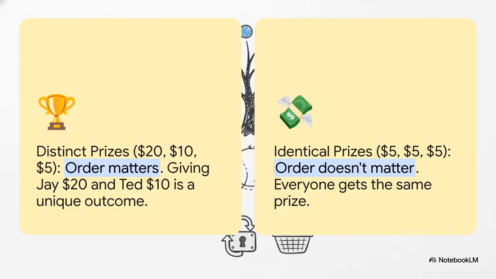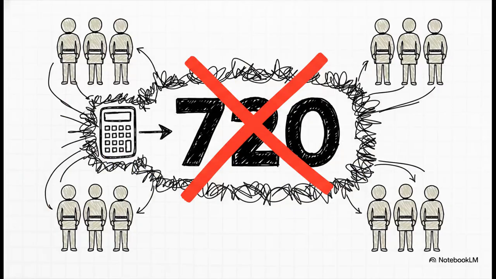Well, think about it. With distinct prizes, like $20, $10, and $5, giving Jay the $20 is a unique outcome. The order matters a lot. But with identical $5 prizes, who cares if Jay is picked first or third? No one. He still gets $5. It's like all those different arrangements we counted before suddenly collapse into the exact same outcome. Jay, Ted, and Ken each get $5. So, if we just blindly plug this into our permutation formula, it would spit out the number 720. But we know that's totally wrong. It's counting every single different order as a unique outcome, when in reality, they're all the same. This is what we call overcounting, and we need a way to fix it.